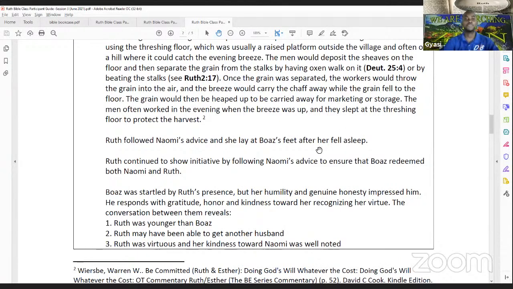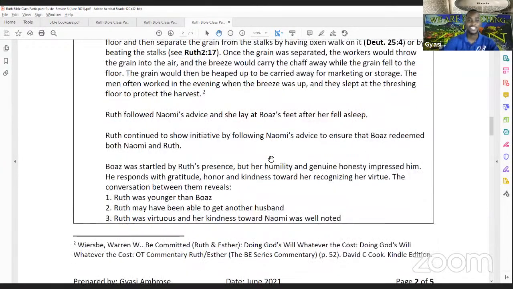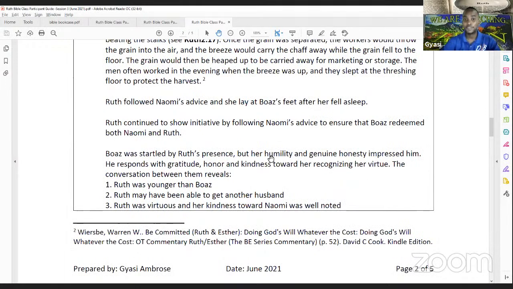And we see in the chapter that when he woke up, he was startled. And he asked, "Who are you?" And she said, "Ruth, your maidservant," signaling again her willingness to submit. And when he saw that, he was totally impressed. In verses 6 to 13, he blessed her. He praised her. He called her a virtuous woman, similar to the virtuous woman in Proverbs 31.